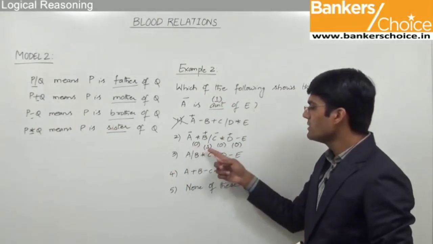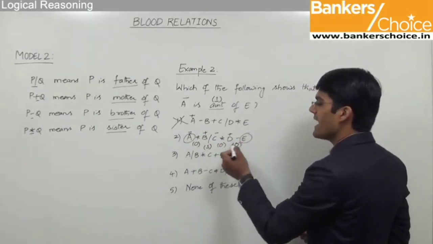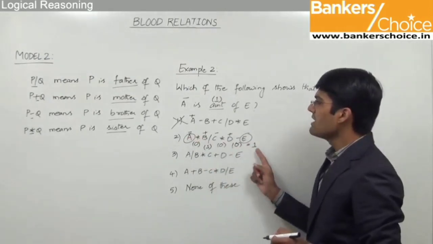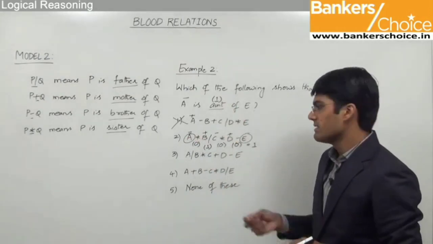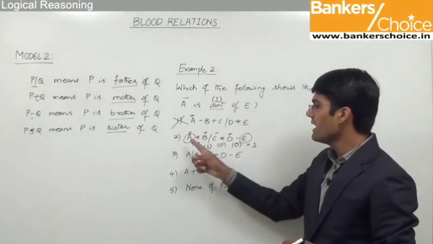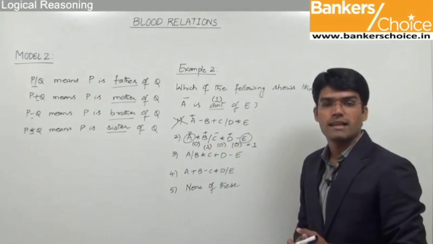So if we try to find out the overall generation gap from A to E, we can see that the total is equal to 1. Hence this option satisfies both the conditions. That is, A's gender is female and the overall generation gap between A and E is equal to 1. So this can be the correct answer.